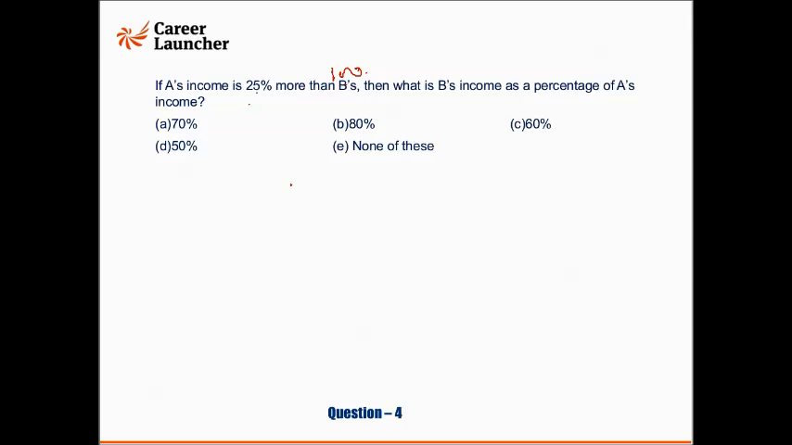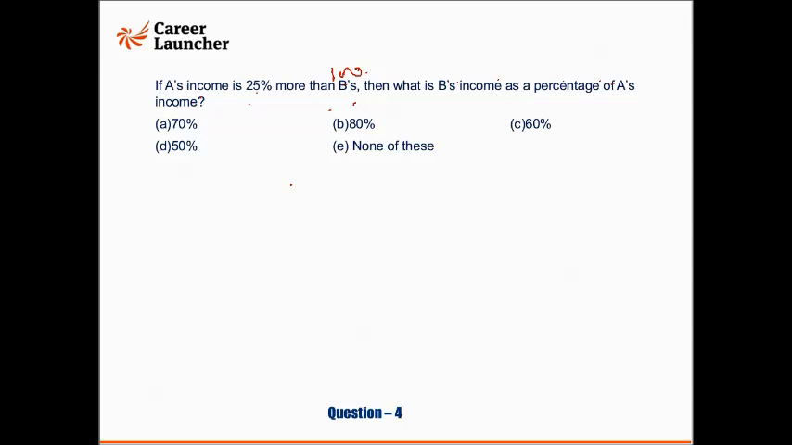Now what is B's income as a percentage of A's income? That is B's income 100 divided by A's income 125, into 100. So in this way you will get 80% as the answer. How?